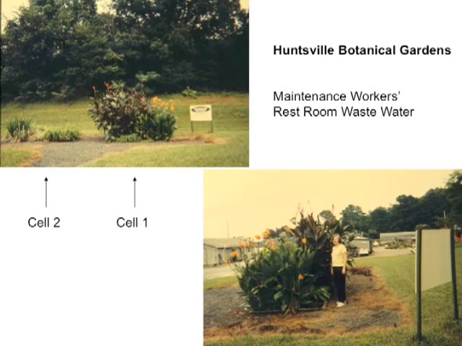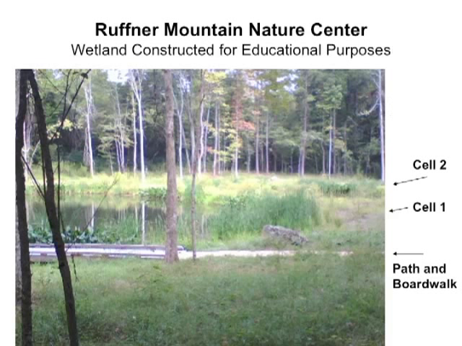They just put in a wetland. They're a plant facility, so they've got signage that tells everybody what the different plants are. Can you tell cell 1 and cell 2? Ruffner Mountain put in one for educational purposes on their property where they've got some mining waste. And so it's a two-cell, and they have a boardwalk over it and paths walking around it to educate the students.